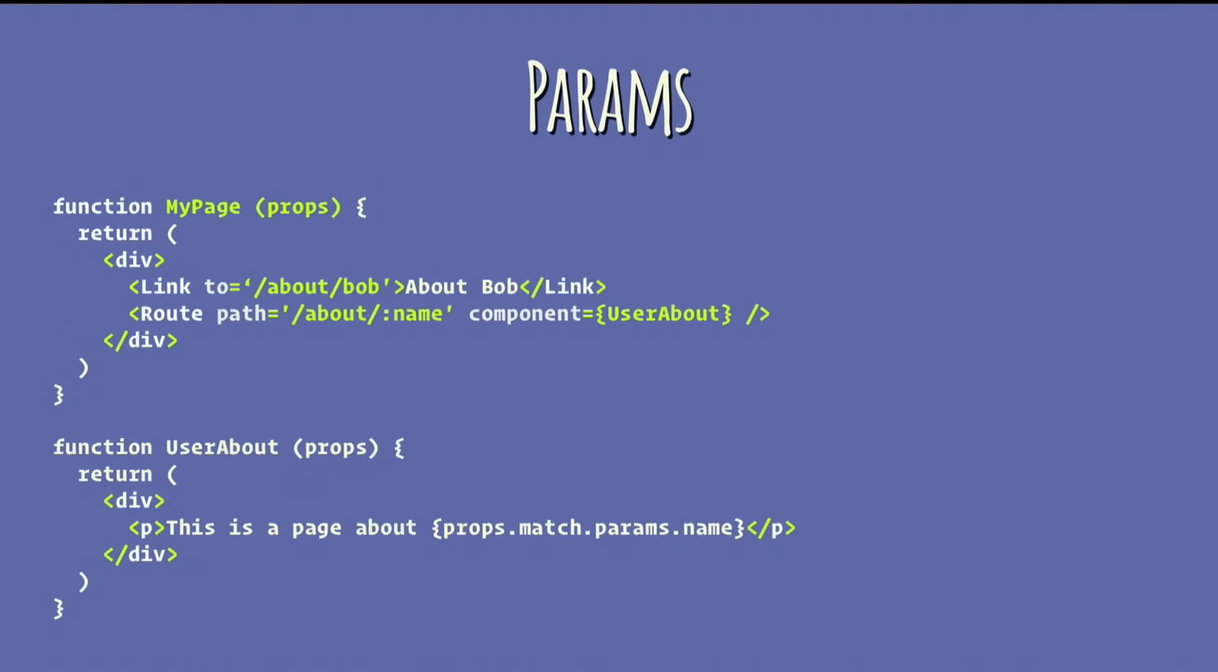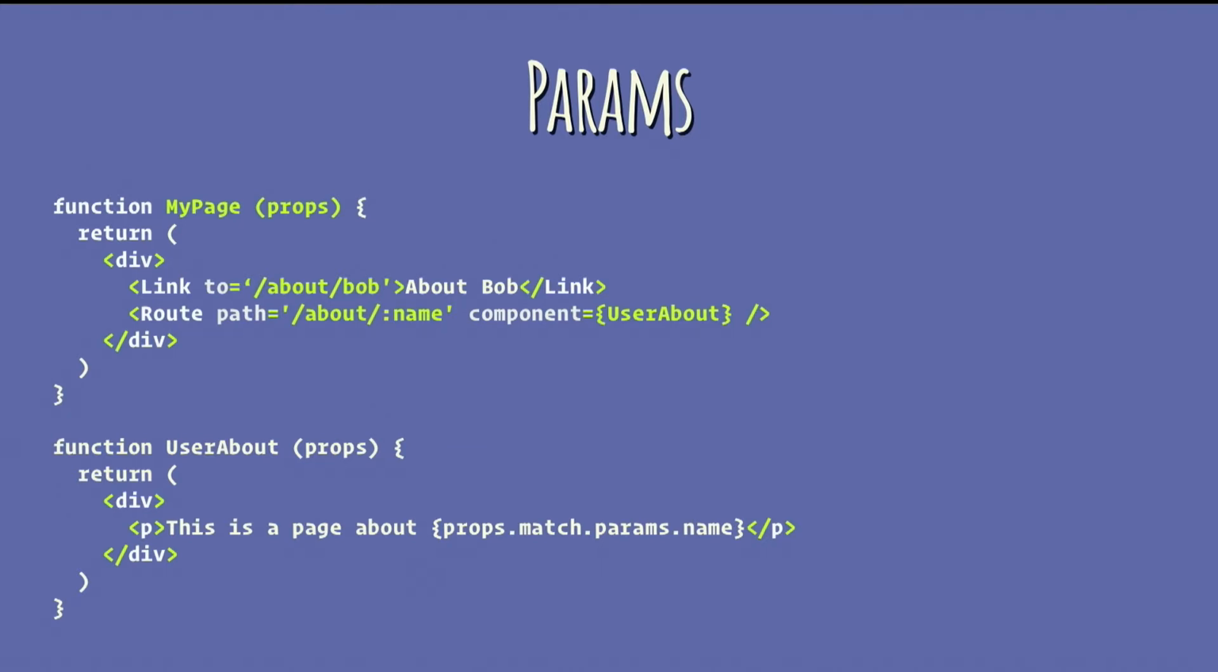Here's a component down here, user about, returns some JSX. Up above, we have my page, receives some props, returns some JSX, and it has a link to /about/Bob. And we see it define a route. The path to that route is /about/:name. That colon indicates a param. So that means it's a variable in the middle of the route. So /about/anything will match this route. And that should point us at the component user about, which you see down below.